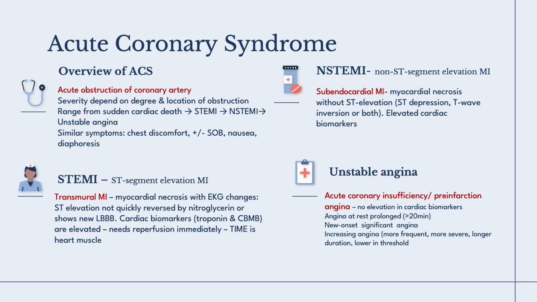Our STEMI is our ST segment elevation myocardial infarction. This is the transmural MI. So we have myocardial necrosis with EKG changes. So we'll have those ST elevations that are not quickly reversed by nitroglycerin, or may show a new left bundle branch block. So the new left bundle branch block used to be considered a STEMI equivalent. I still consider it that. The problem here on EKG with a new left bundle branch block, it could be hiding a STEMI.